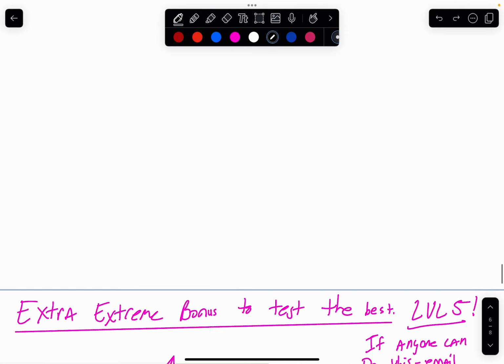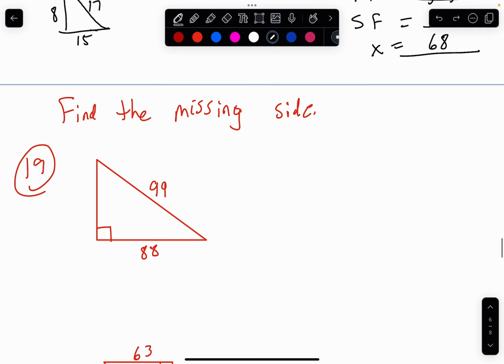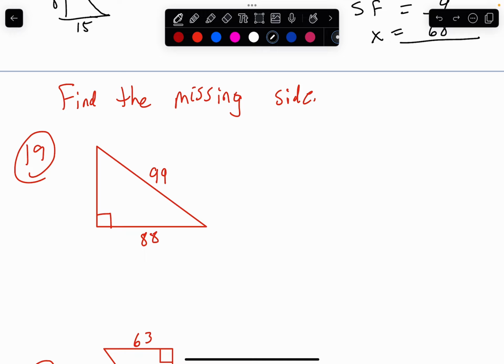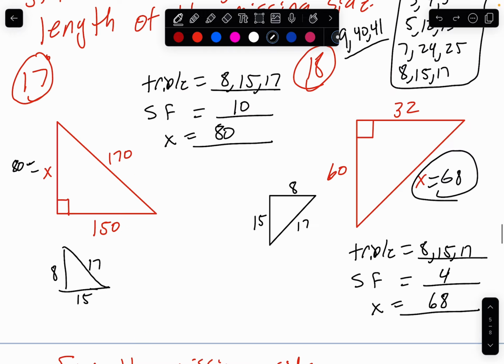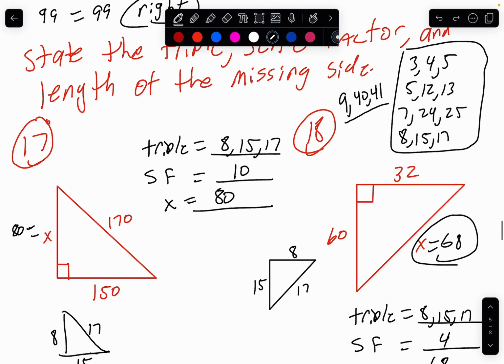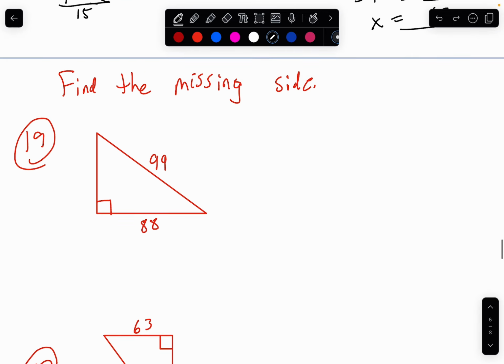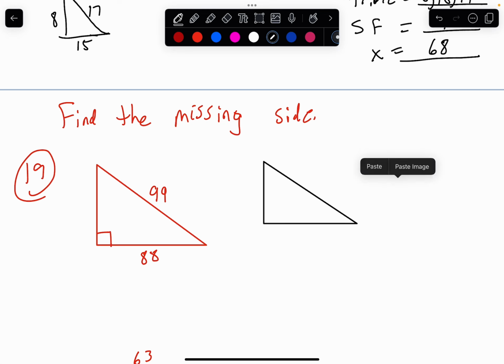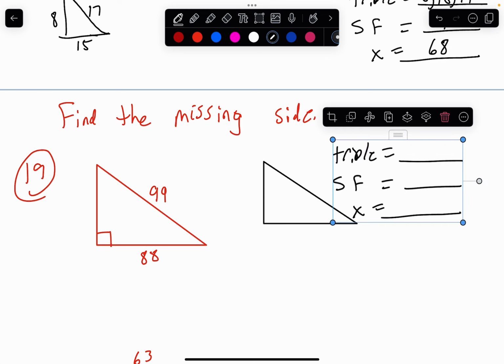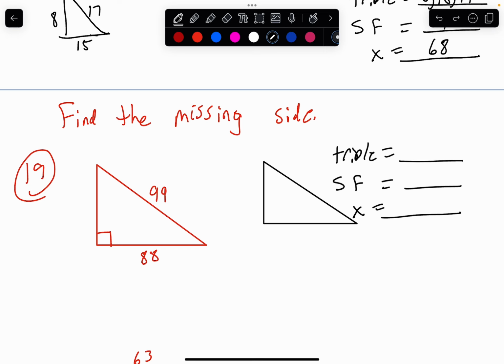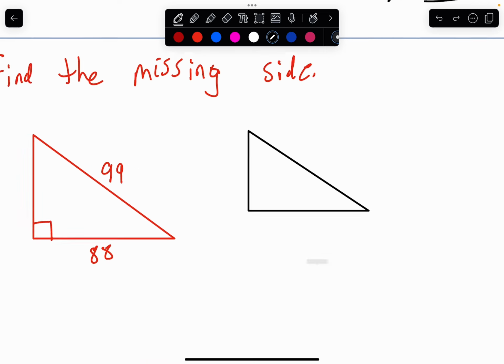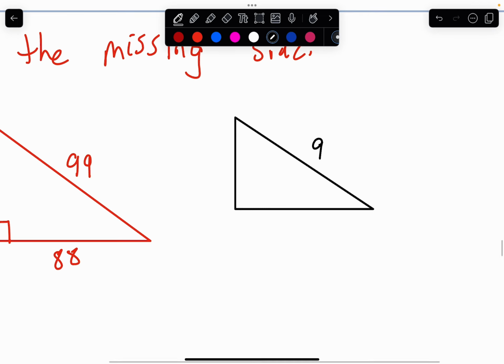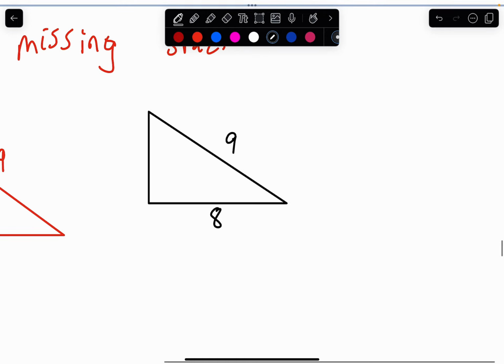All right, we got a couple more pages. Find the missing side. So these could be clumped together a little bit, but these use triples, and I don't think these will. But it's the same process. We're going to draw a smaller right triangle. We can divide by 11. That would be 9. Divided by 11 would be 8. And that's not a triple.